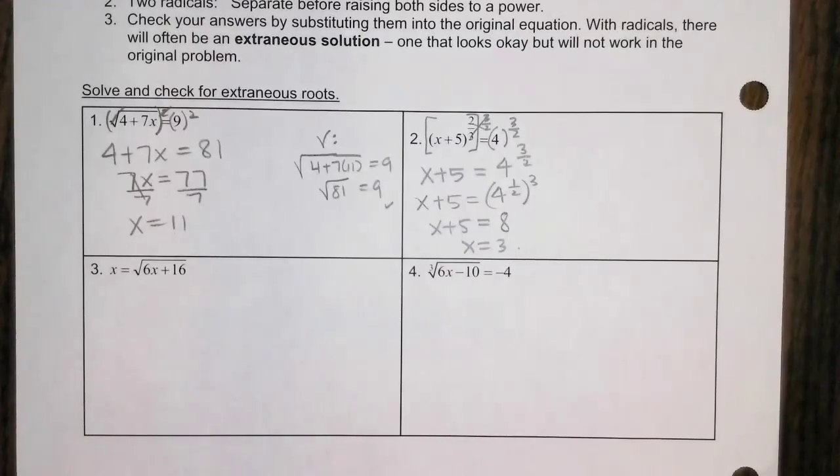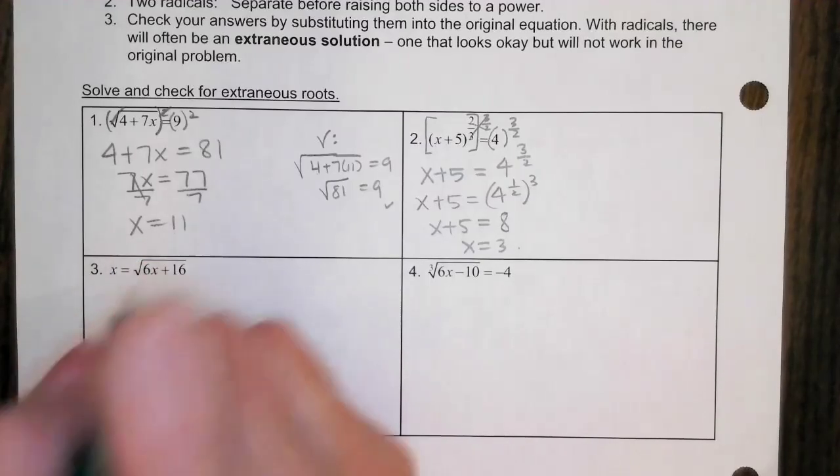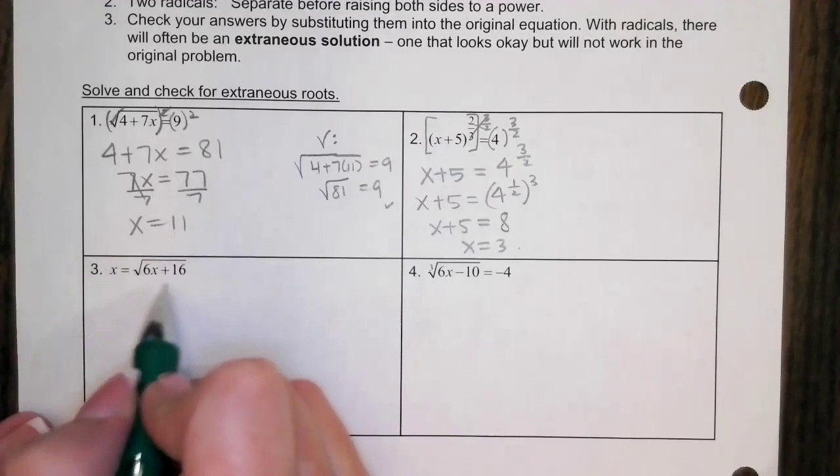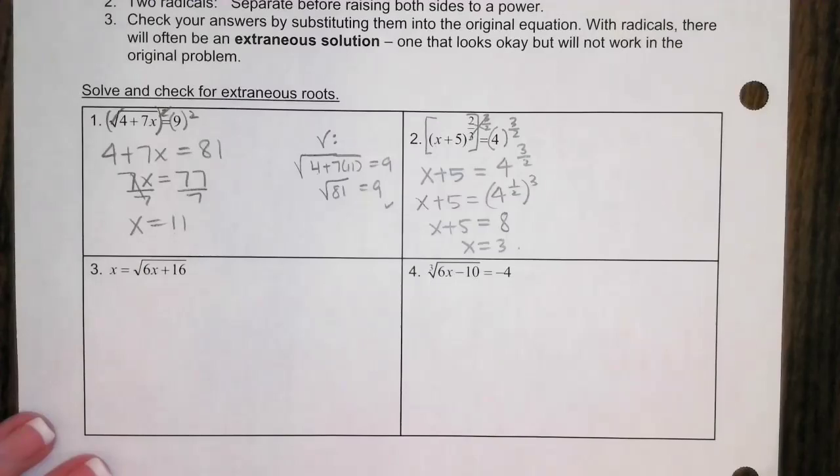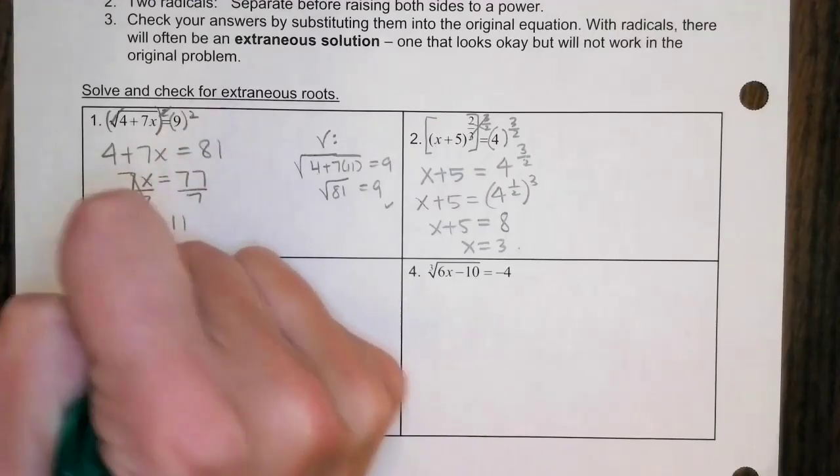All right, so we are going to start with this one. It has a square root on this side. It is isolated since it's the only thing on that side of the equal sign. So now we're ready to square both sides.